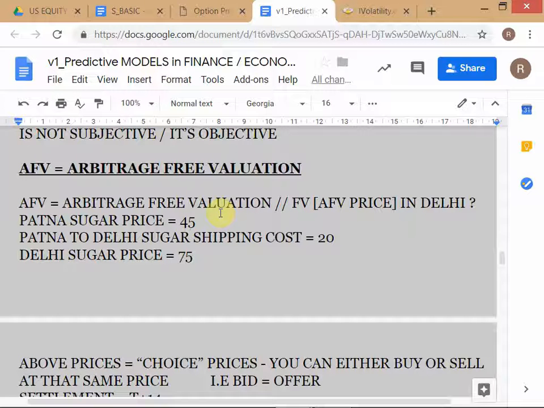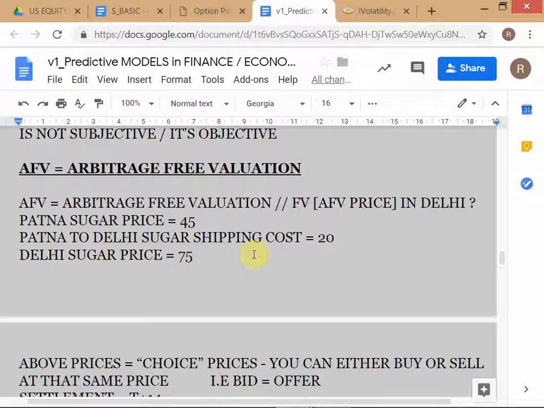When this happens, there will be upward pressure on prices in Patna, and so the prices will tend to converge. Eventually the arbitrage will disappear. Even if it comes to 65, now there's no more profit. If the Delhi price drops to 65, in the meantime the Patna price would also have risen a little bit, so already the profit will disappear. Are you following the logic? Yes, sir.